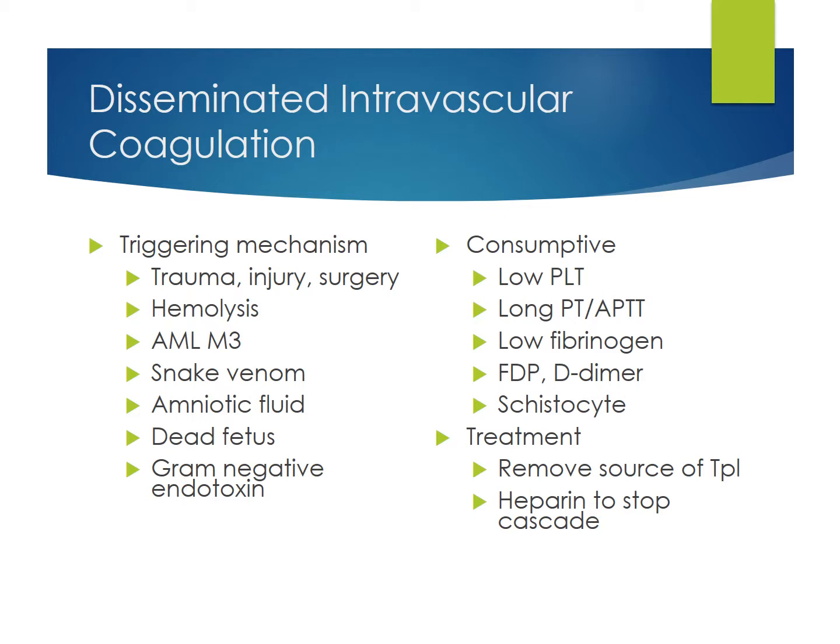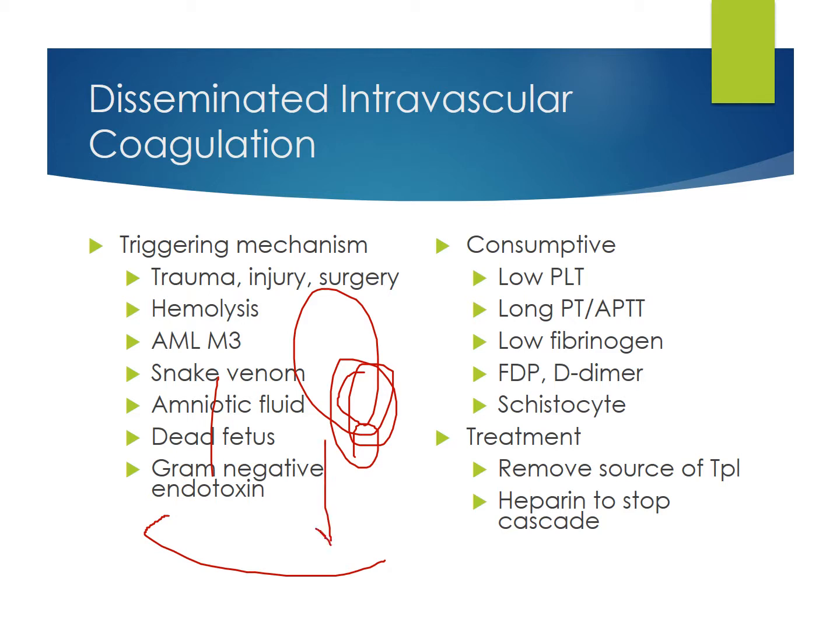Getting back to DIC, you have a whole host of triggering mechanisms. Anything essentially that can start up coagulation can put you into DIC. But if you notice, many of these things here are chronic conditions. And so it's a process of depletion that happens. During this process of widespread fibrinogen formation throughout your body, you're going to decrease your platelets, you're going to prolong your PTT, and you're going to lower your fibrinogen, obviously.